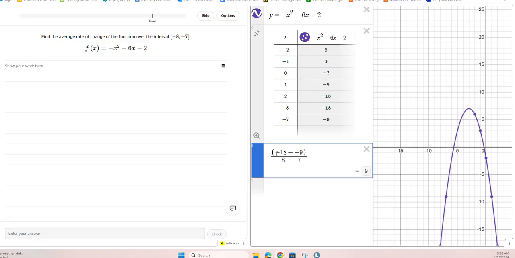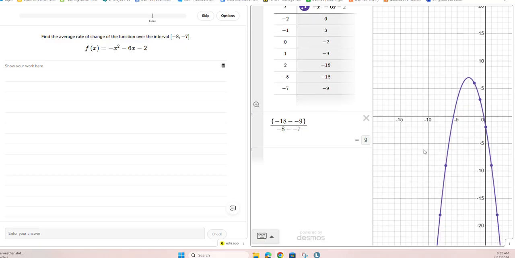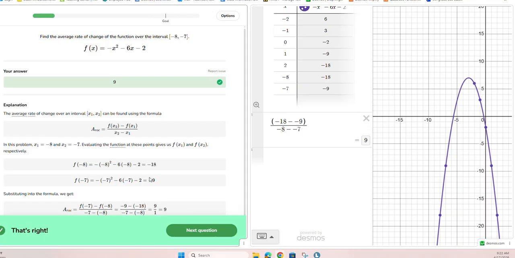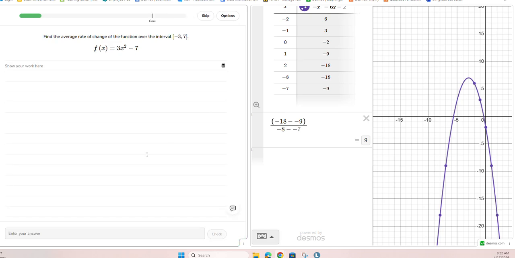I got a change of 9. So the slope of this interval from negative 7 to negative 8, that slope is 9. That means I can go up 9 spaces and over 1. And that'll be the average rate of change from here to there. So I type in my answer as 9 and I'm going to check it. Voila, I got it right. We have to do 2 of each one. Alright, so here I go to the next one.